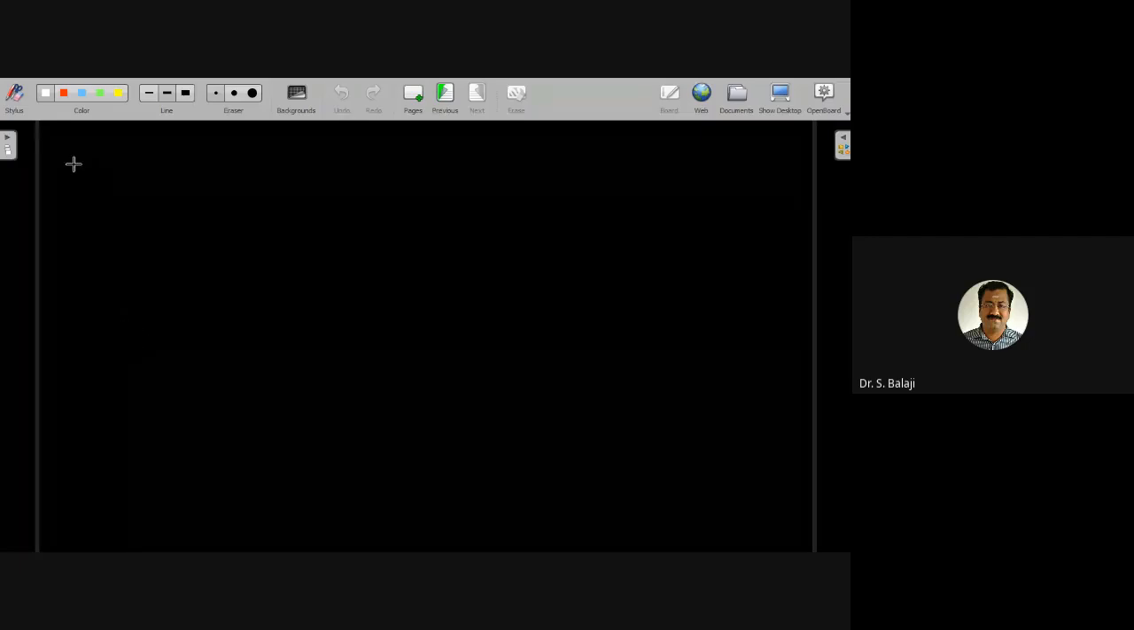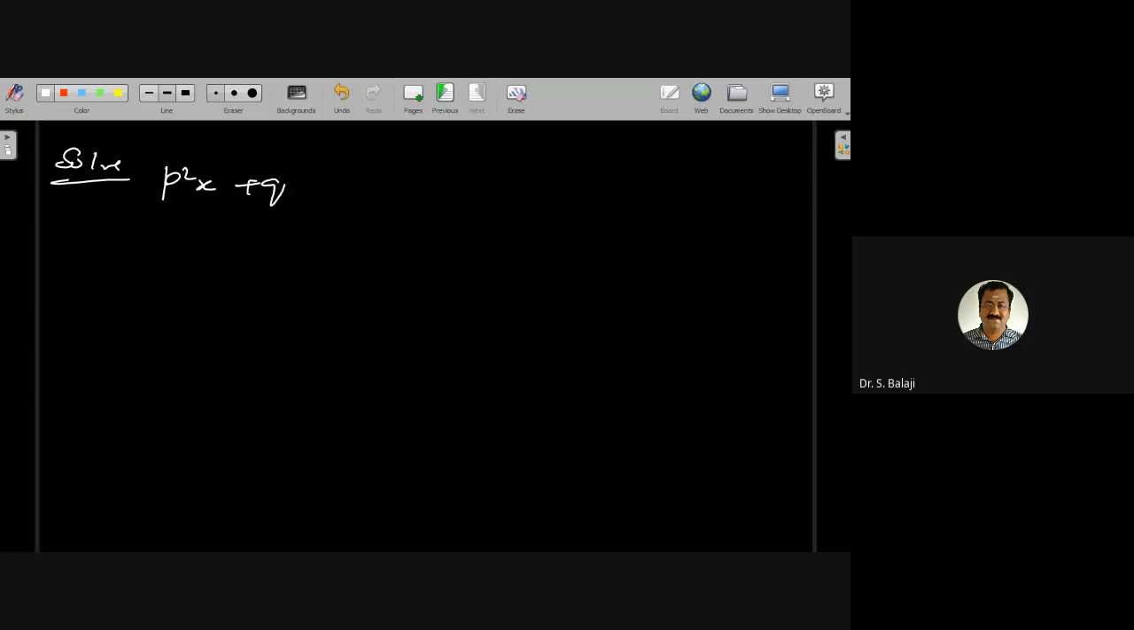We require p power 1 and q power 1 only. Solve p square x plus q square y is equal to z. But instead of p power 1, here we are getting p square and q square.